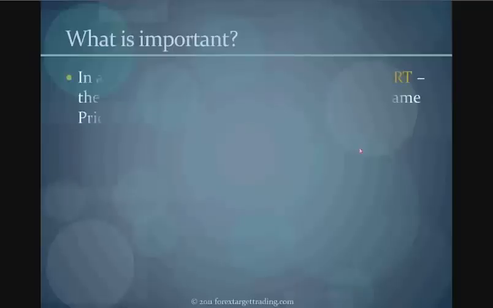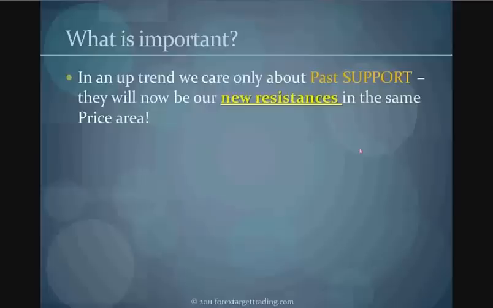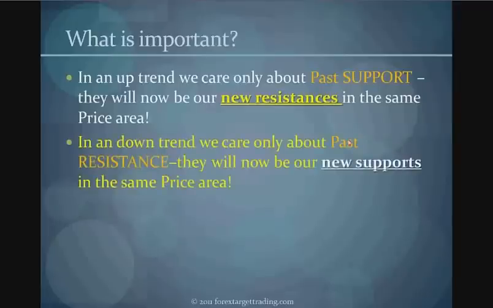So, what is important? In an uptrend, we care about past support. They will now be our new resistances in the same price area. In a downtrend, we care only about past resistance because they will be our new supports in the same price area. This is why your brain rejects it. Because when you say support is resistance, it goes, no, no, no, no, no, support is support.